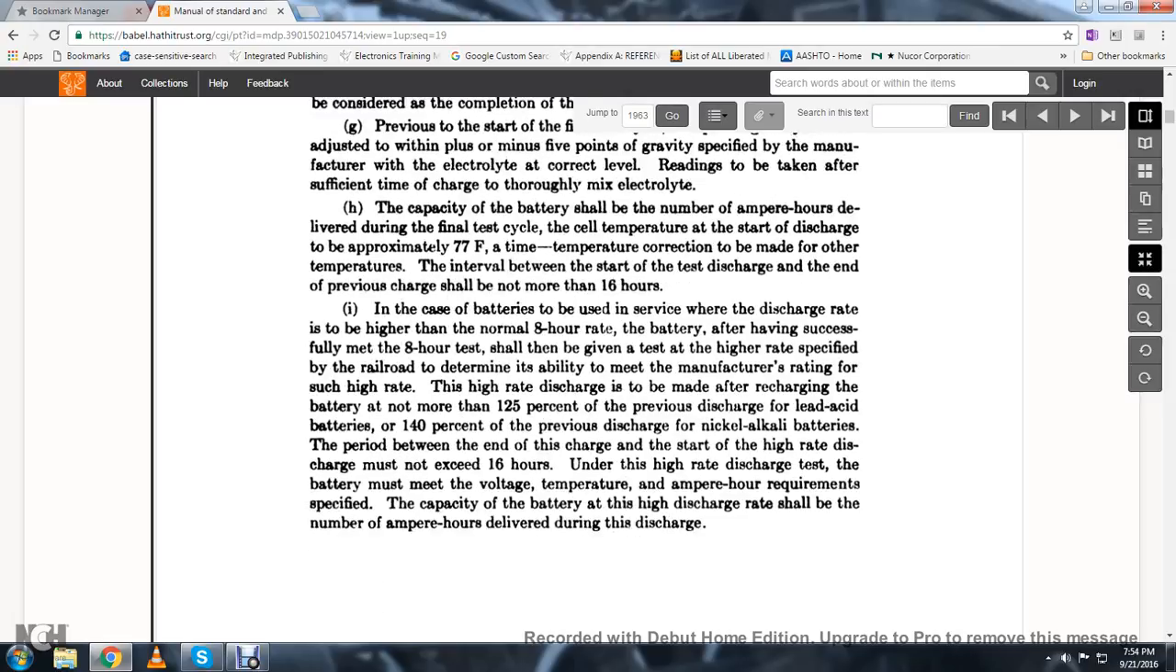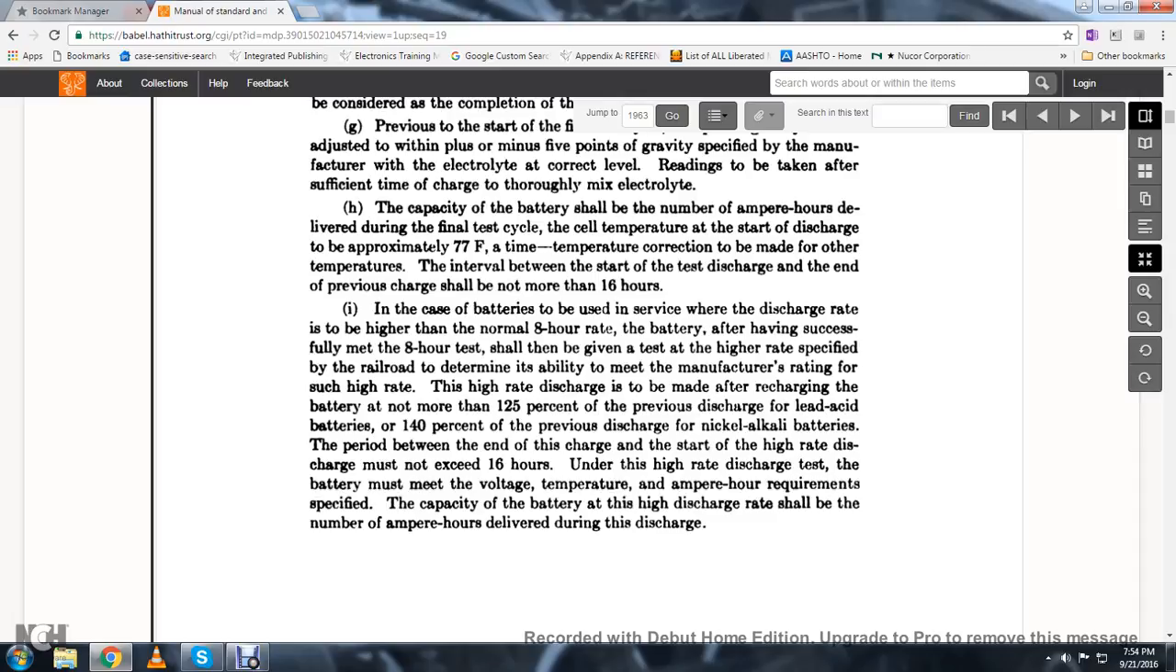In the case of batteries to be used in a service where the discharge is to be higher than the normal 8-hour rate, the battery, after successfully meeting the 8-hour test, shall be given a test at a higher rate specified with the railroad to determine the approximate manufacturer rating for such higher rate. The higher rate discharge is made after recharging the battery at no more than 125% of the previous discharge for lead acid batteries, or 140% for nickel alkaline batteries.